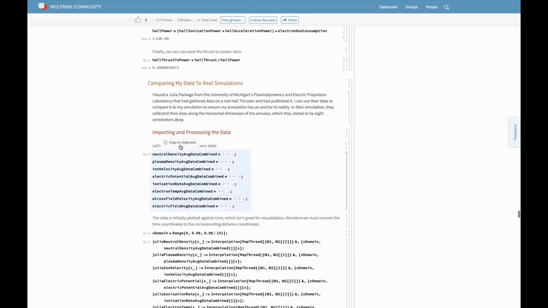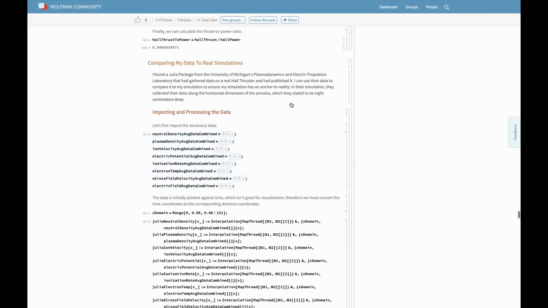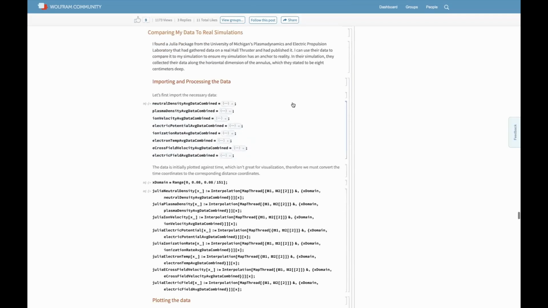And so this is the interesting part of my project, where I also compared my simulations to empirical data from the University of Michigan's Plasma Dynamics and Electric Propulsion Lab. They had a proper, physical Hall effect thruster, and they measured a lot of the data that I am not able to gather from a simulation.